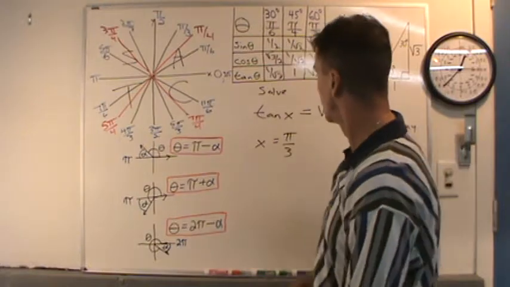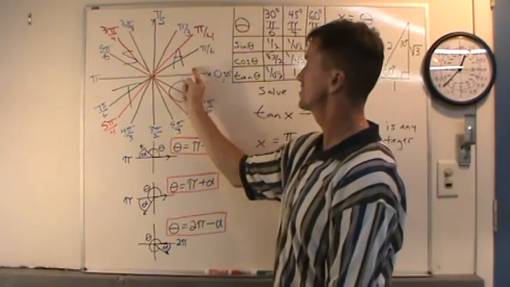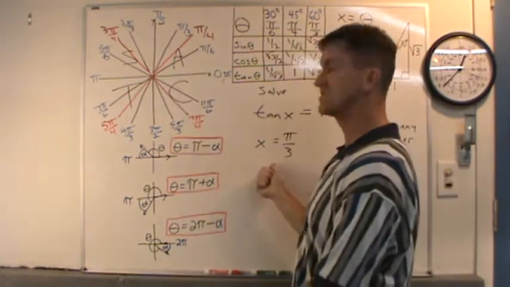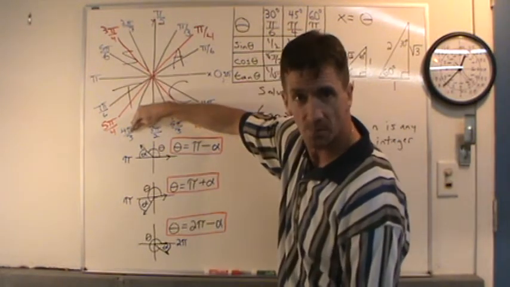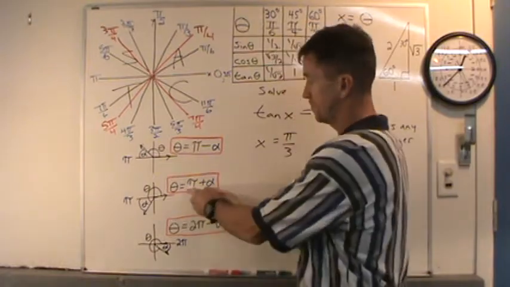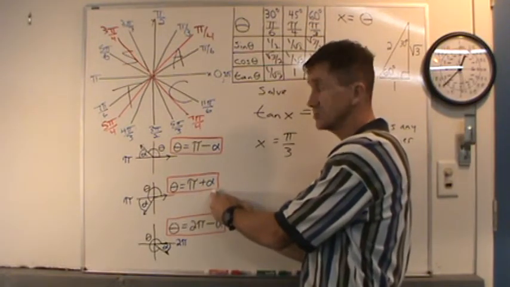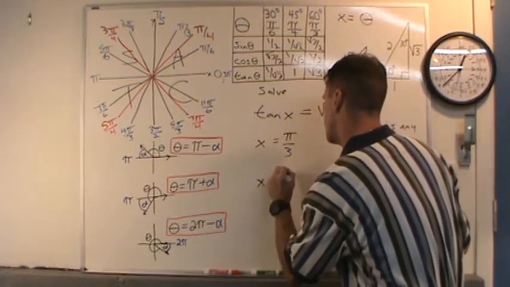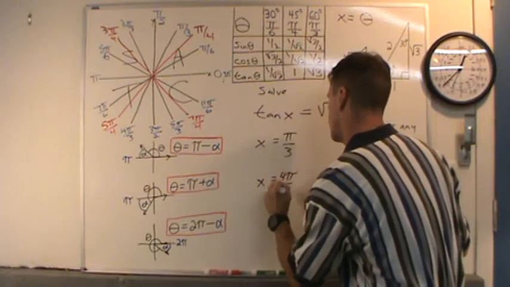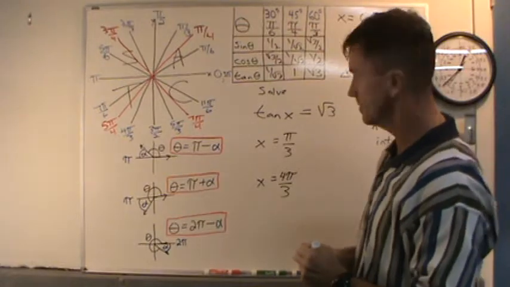Quadrant 3. So what's an angle in standard position rotating into quadrant 3 with a reference angle of pi over 3? You bet, it'll be 4 pi over 3, because it's pi plus pi over 3. The reference angle is pi over 3. 4 pi over 3. So there's two answers, right?